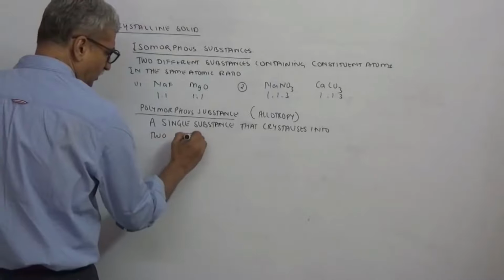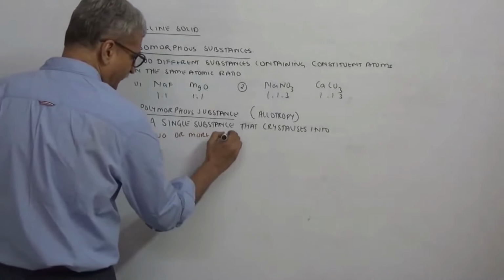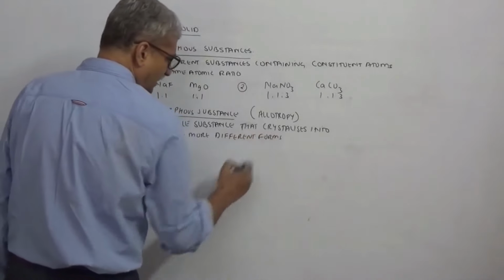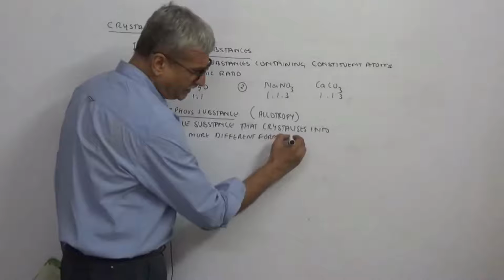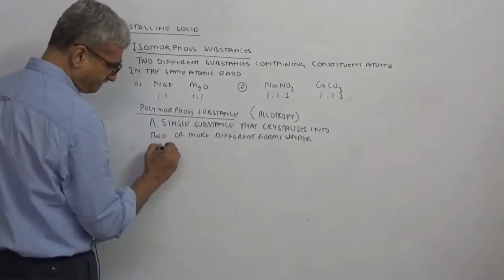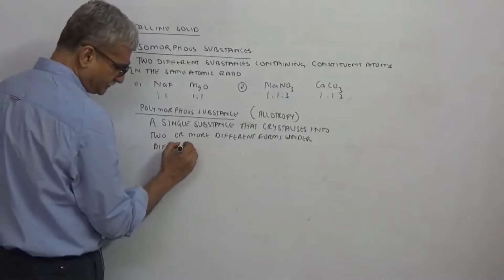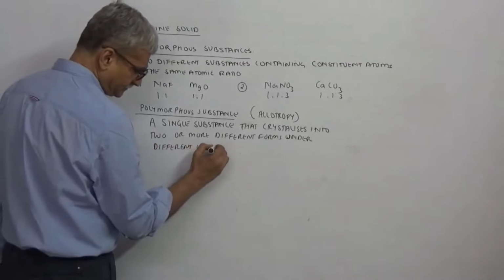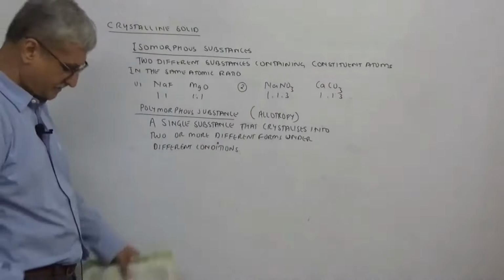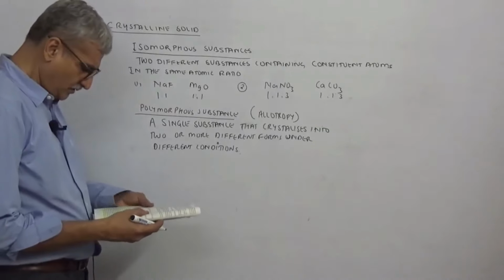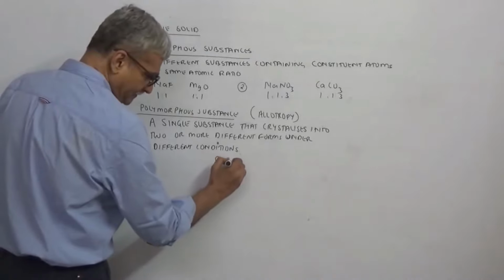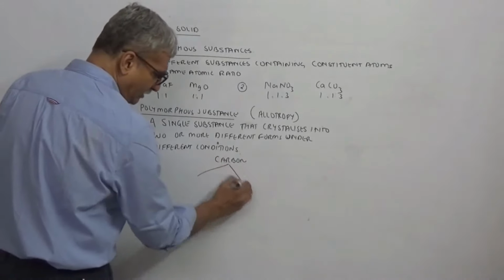Two or more different forms under different conditions. Is this point clear? So, for example, carbon, the best example. You don't have to think too much. Carbon has how many forms?